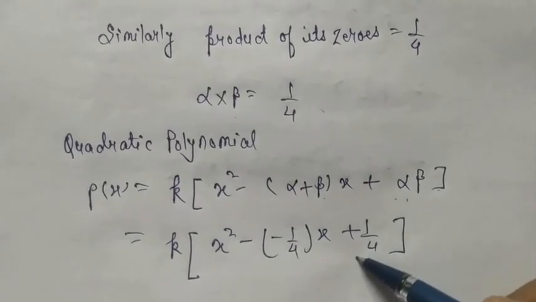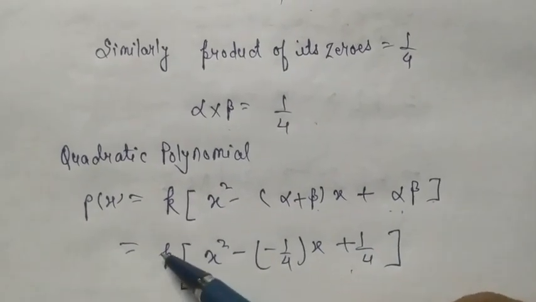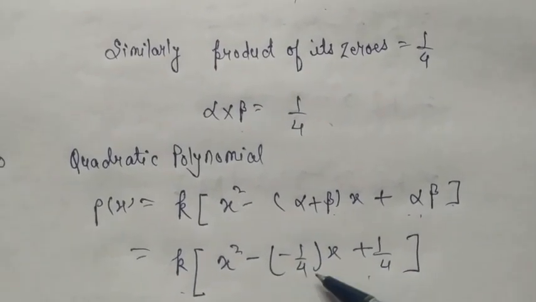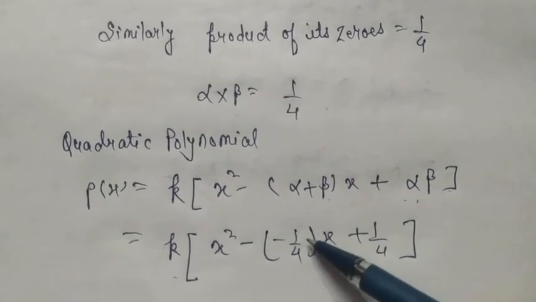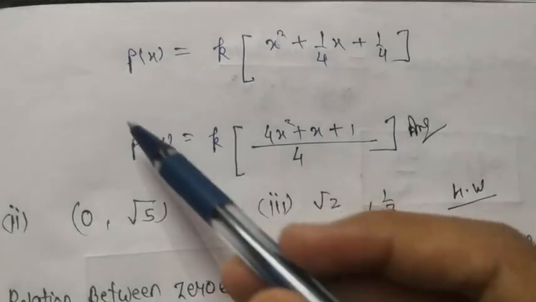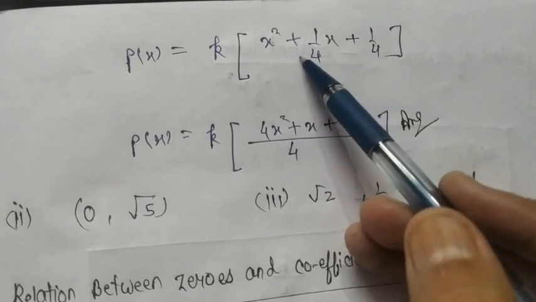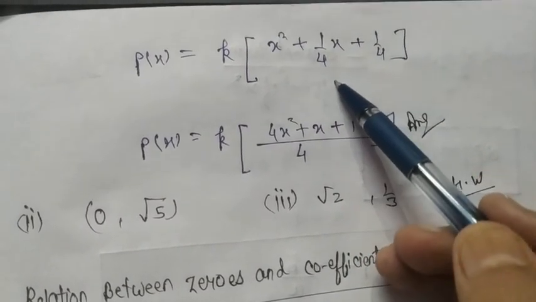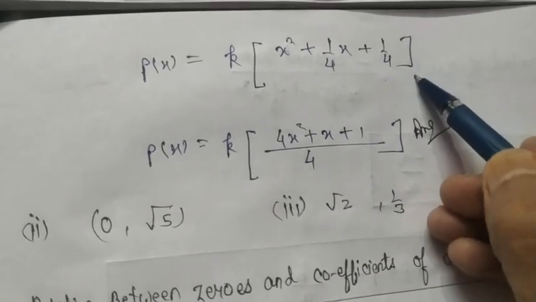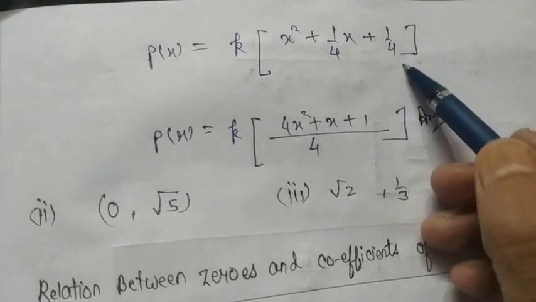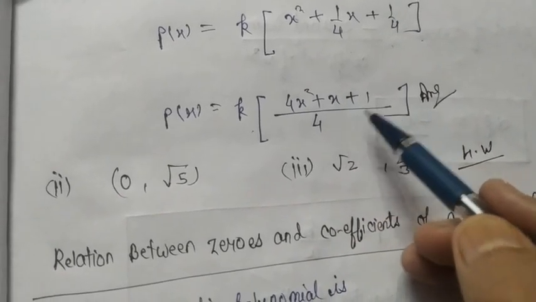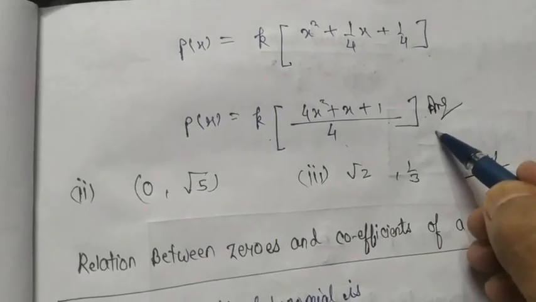So what you have to do is just put the values of α + β and αβ in this expression. So the next step will be k(x² - (-1/4)x + 1/4), because the value of α + β was -1/4. Now, next step, p(x) = k(x² + 1/4 x + 1/4). As I told you, you can leave your answer up to here also, but if you want to simplify it, you can take the LCM also. So p(x) = k(4x² + x + 1)/4. So this will be your final answer.